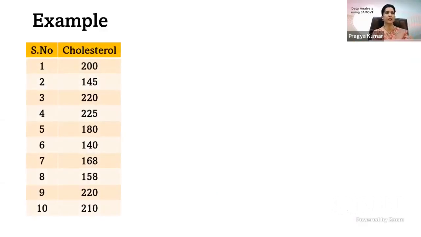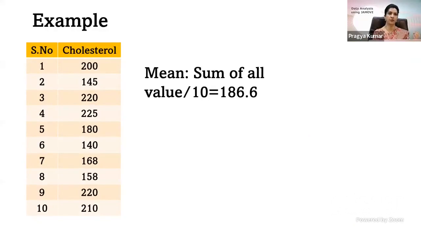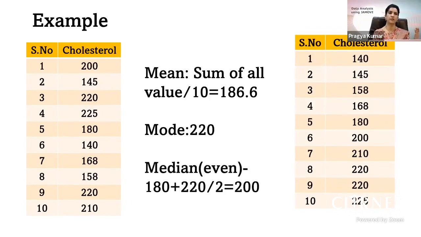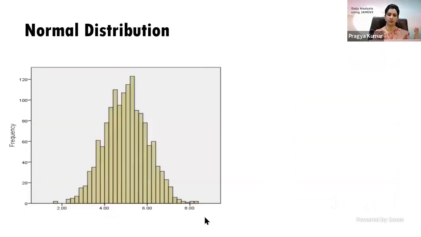Like in this case, you can see there's a data set of 10 individuals. How will we calculate the mean? We'll take the sum of all values and divide it by 10. If you have to see the mode, which is the most frequently occurring, this is 220. So 220 appeared twice; that's why we'll take the mode as 220. And if you have to calculate the median, in this case, it is even, so you take the sum of the middle two values. So median is 200 here.